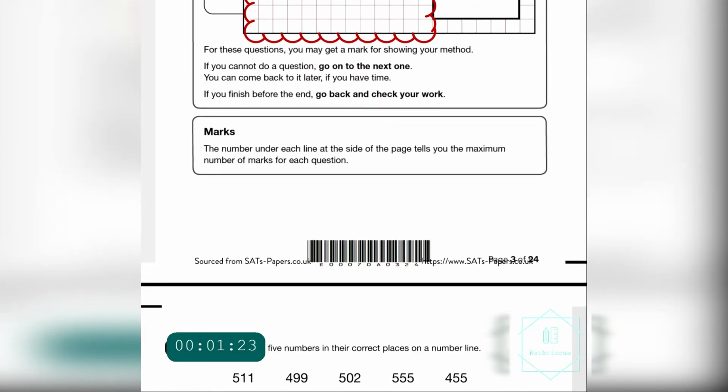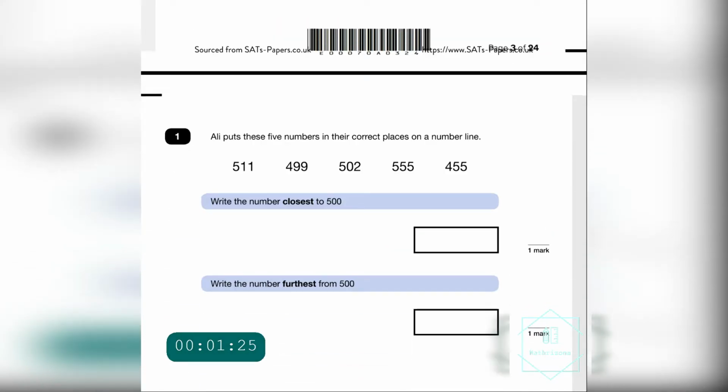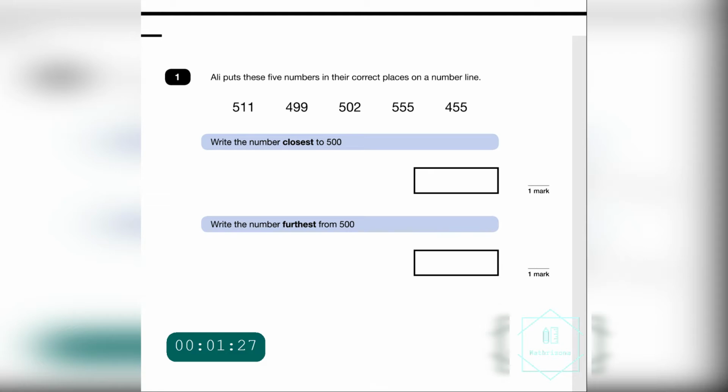Okay, enough for the instructions. Let's get started with the first question. Ali put these five numbers in their correct places on a number line: 511, 499, 502, and so on. Write the number closest to 500, and write the number furthest from 500. So the base number here is 500.